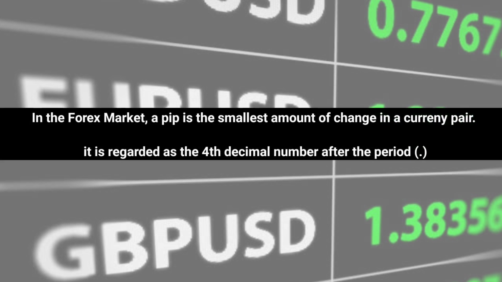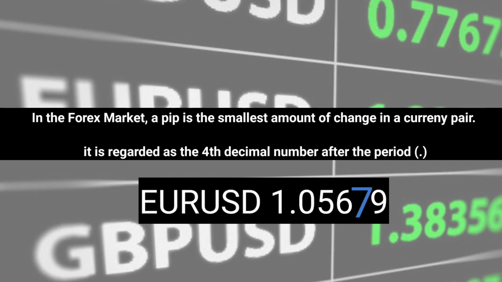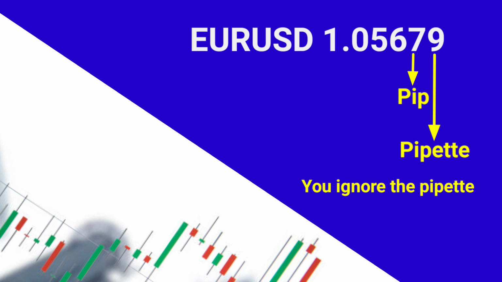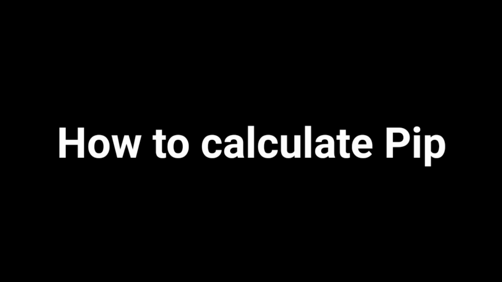In forex markets, the PIP is the smallest amount of change in a currency pair. It can be regarded as the fourth decimal number after the period. So, like we said, the PIP is the fourth number after the decimal. As you can see here, the 7 is referred to as the PIP, while the 9 is referred to as the pipet. So, we are going to be ignoring the pipets.